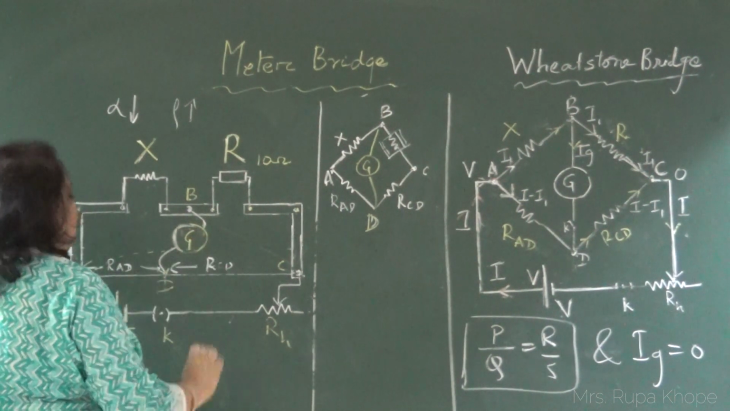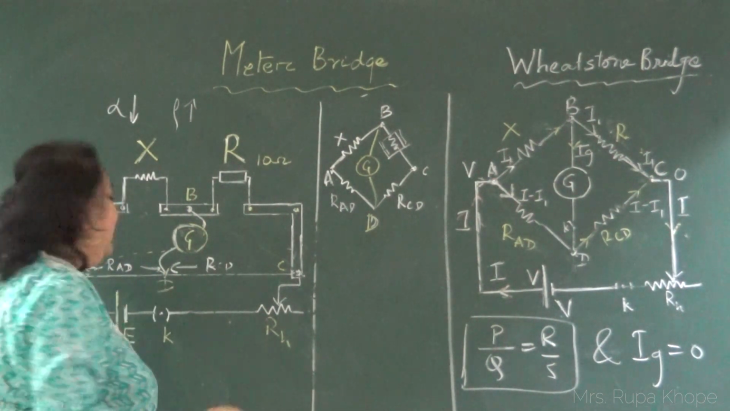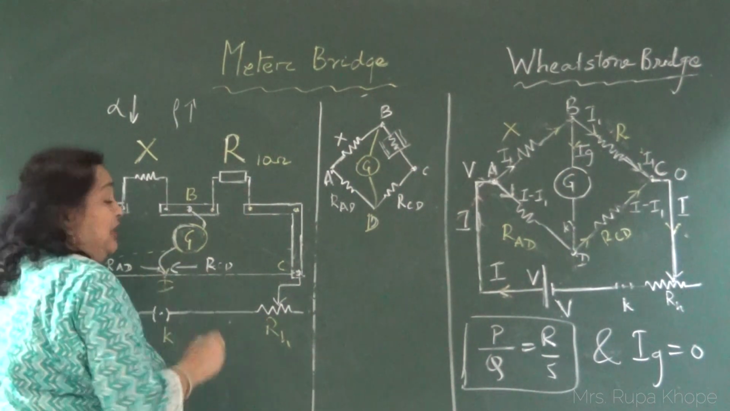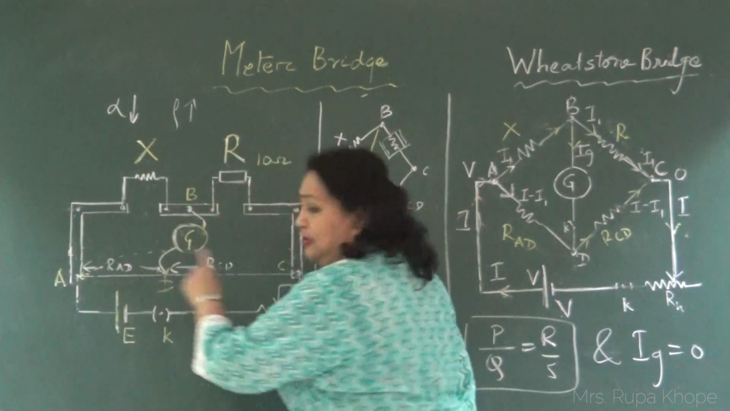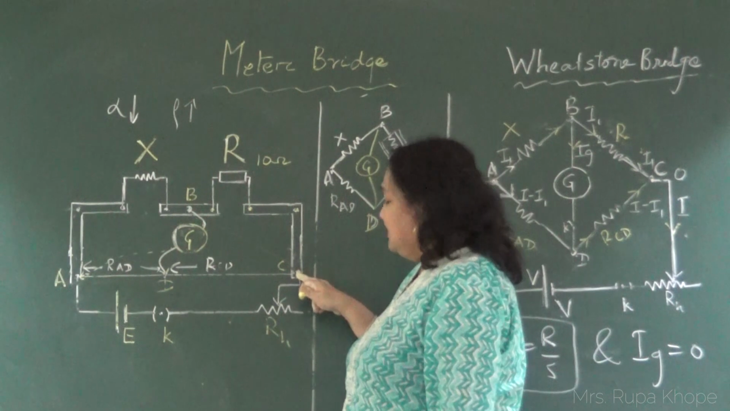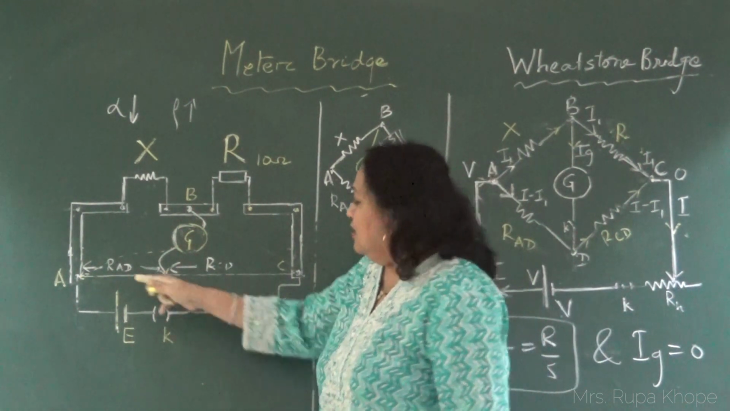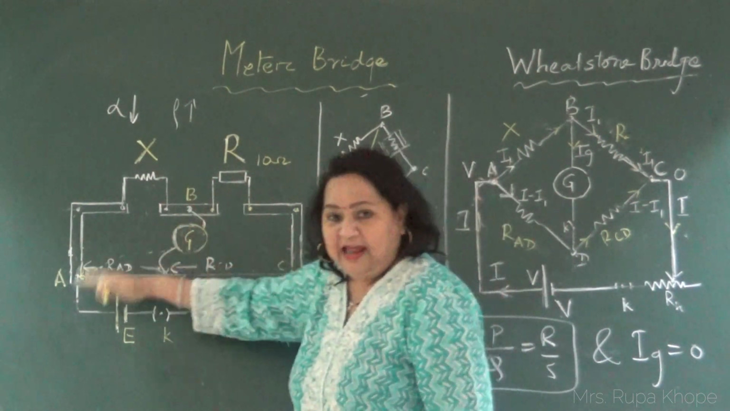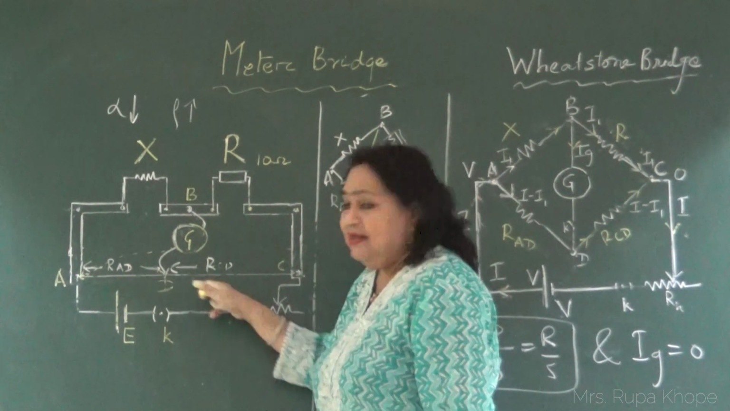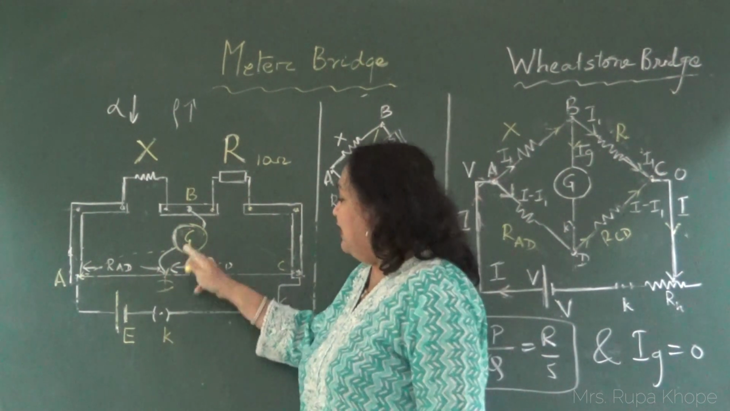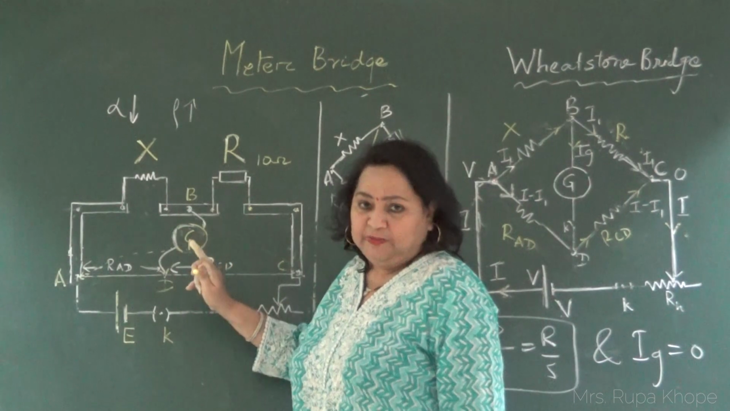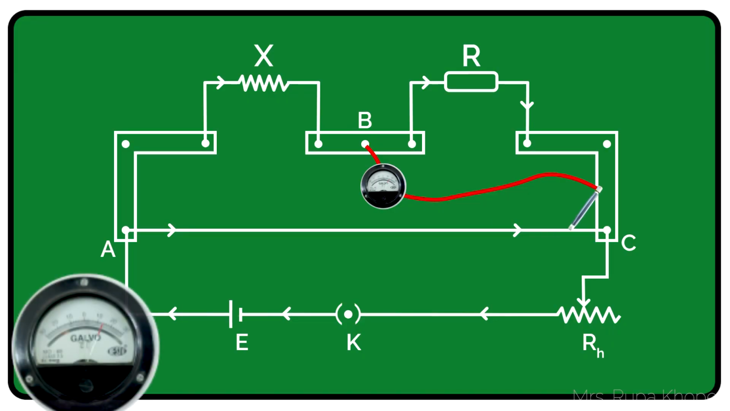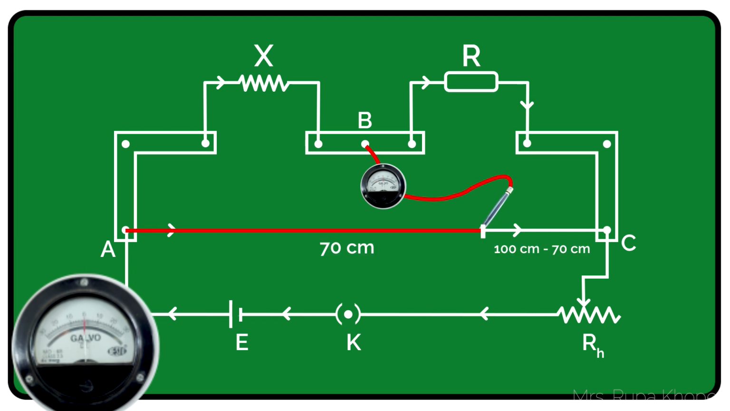So what I do is, I just take the jockey and I start moving. You know that when I touch A point, you get left side. When I touch C point, I get right side. So this is a road, left and right. So in the middle, somewhere, I am going to get zero deflection in the galvanometer. So we go on tapping. By chance, I get the null point here, where X is 70.